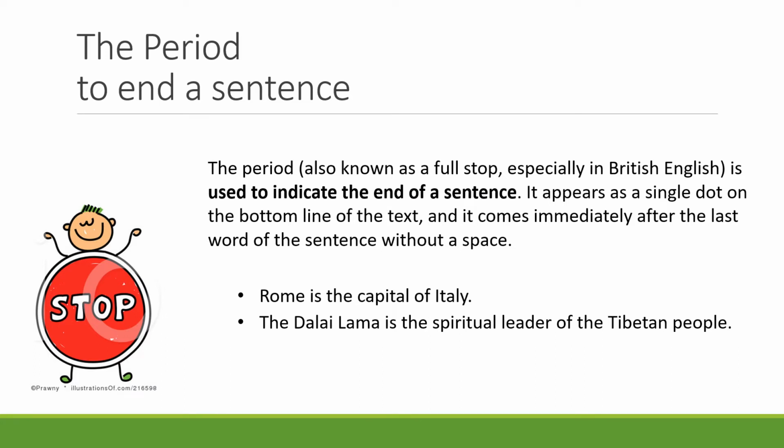So let's look at the period. It is the punctuation mark we use to end a sentence. It's also known as a full stop, meaning we stop what we're saying before we continue. It just appears as a single dot on the bottom line of the text, and it comes immediately after the last word of the sentence without a space. And the idea of a stop and the idea of a period is that it indicates the end of a sentence.